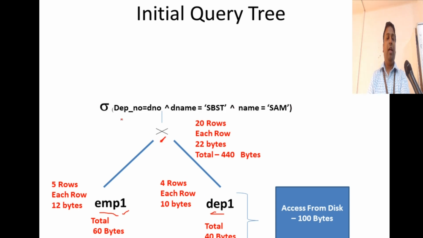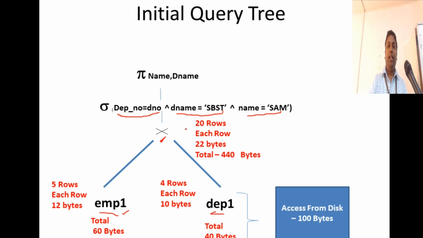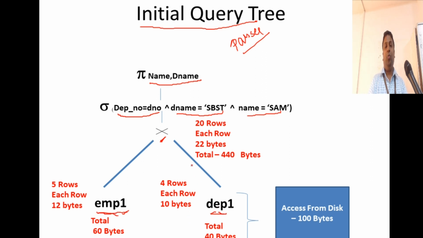On this cross join, you apply a series of conditions. What are those conditions? Department number of the employee table should be equal to department number of the department table. Department name should be equal to SPST and name should be equal to Sam. So you filter the Cartesian result and then you apply the projection. That is, you project only name and department name for every employee. You call this the initial query tree that is generated by the parser. It is not an optimized tree. So what are the leaf nodes for your tree? The tables. And then you put a Cartesian product, put all the conditions and then the projection.